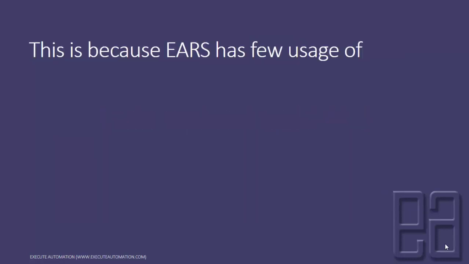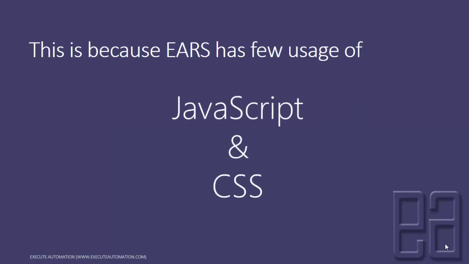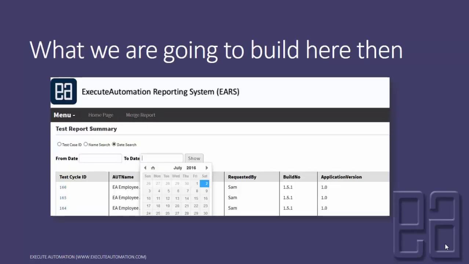The reason is because Earth has a few usages of JavaScript as well as CSS. So you also need to have some knowledge of JavaScript since we will be doing some kind of client-side validation, and CSS for the styles that you are seeing in the UI as you can see here. So there will be a little usage of jQuery as well as JavaScript here and there in our Execute Automation reporting system's UI, but it is not much. We will be using very few as compared to bigger sites.